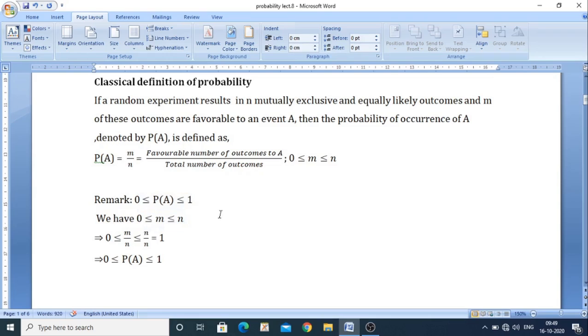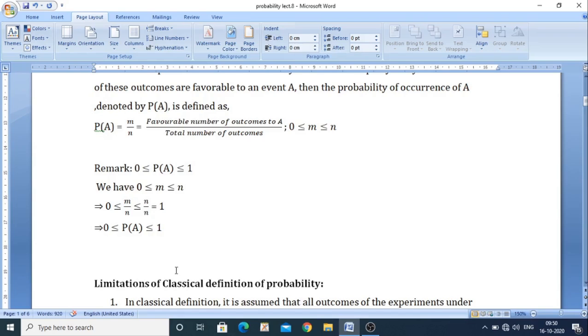See the proof of this. We know that 0 is less than or equal to m, which is less than or equal to n, by definition. Divide throughout by n. So 0 divided by n is 0, less than or equal to m upon n, less than or equal to n upon n, and n upon n is 1. But what is m upon n? Here we have seen m upon n is nothing but P of A. So 0 is less than or equal to P of A, less than or equal to 1. So we can easily say that the probability of any event always lies in the interval 0 to 1. So if there is a question to check whether the given value is a probability or not, you should check whether it lies between 0 and 1 or not.